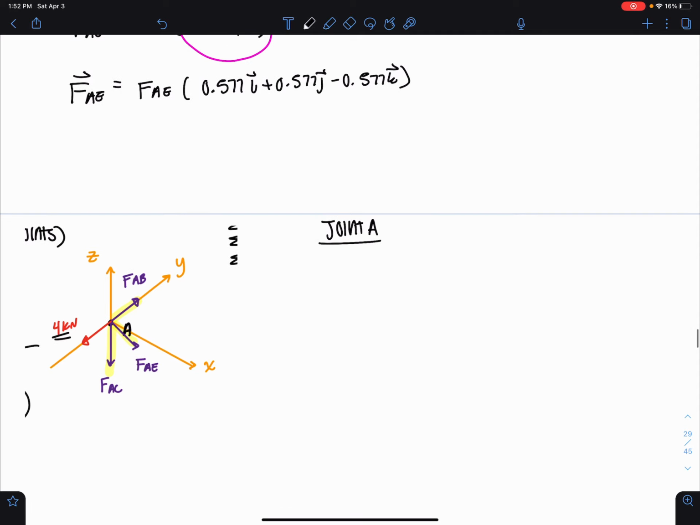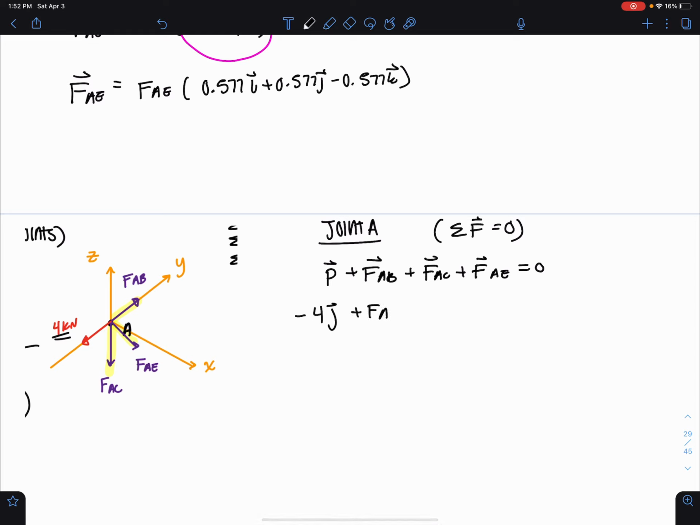So let's start with equilibrium, right? We're going to do the sum of all the forces equals 0. So if I want to put this all into one large system of equilibrium, I can very easily say that I have force P plus FAB, vector AB, plus vector AC, plus the force vector AE, and all of that has to equal 0. And I can go ahead and plug everything in directly as long as I keep the ijk notation. So I'm going to go ahead and plug all that in.